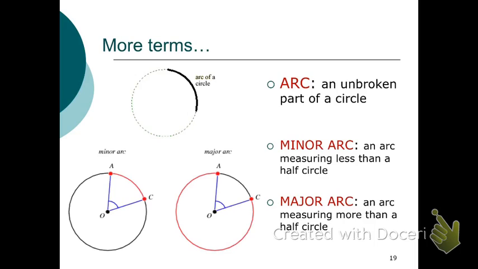And then we're going to talk about an arc. An arc is an unbroken part of a circle. You could have a minor arc, as in a smaller arc, or a major arc, as in a larger arc. The minor arcs are less than half the circle. Major arcs are greater than half the circle. Well, what would half the circle be? It'd be a semicircle.